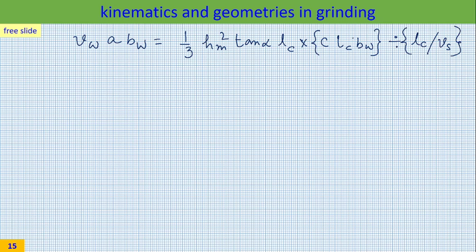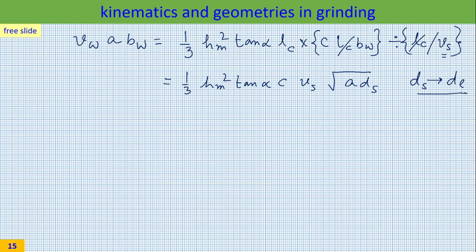As there is a division here, this Lc and this Lc will cancel out, and we will get 1/3 hm square tan alpha C Vs. This Vs will come in the numerator into Lc, and instead of Lc I will write A into ds. You might say, why are you writing ds? Because I am doing it for surface grinding. If you are doing it for cylindrical grinding, ds would be replaced by de, which is the equivalent diameter that we have discussed in the last class. So this is equal to Vw A into Bw.